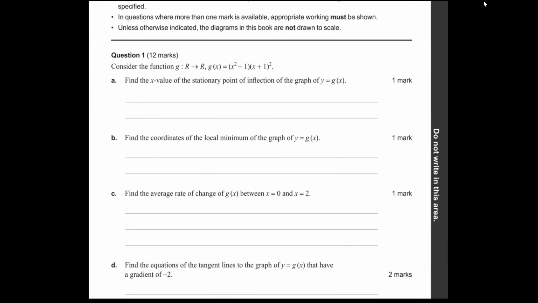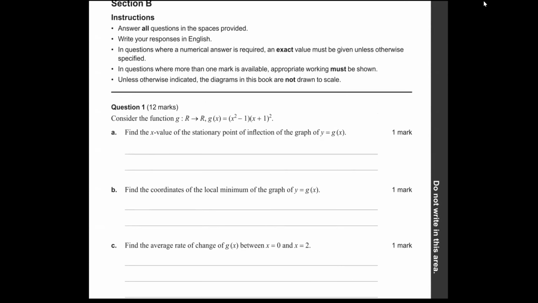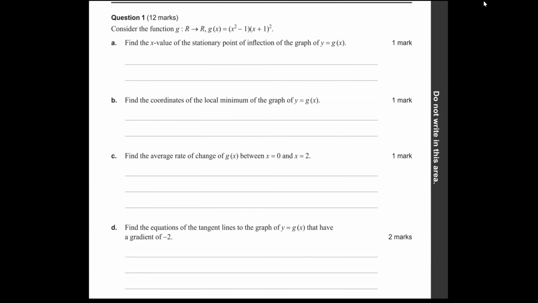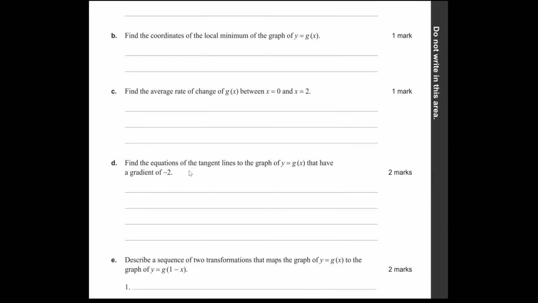So if you take a look at section B, question 1, we have a function g(x) equals to (x squared minus 1) times (x plus 1) squared. And you can see there is x minus 1, x plus 1, if you factorize the first quadratic. We want the x value of the stationary point of inflection, coordinates of the local minimum, average rate of change between 0 and 2, equations of tangent lines. So there are multiple equations. Okay, describe the sequence of 2 transformations.